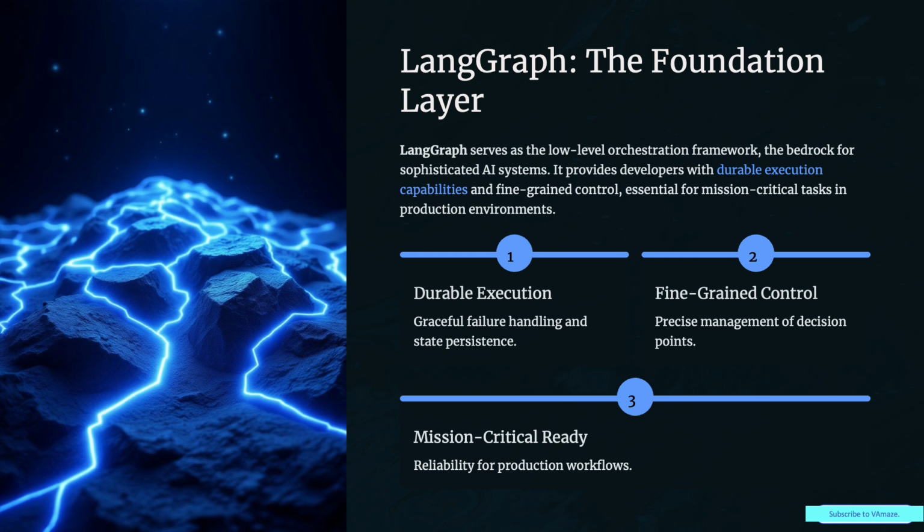When you need your AI agent to handle mission-critical tasks in production environments, when you need guaranteed execution paths and precise control over every decision point, LangGraph gives you the tools to build systems that won't fail when it matters most. The framework's emphasis on durable execution is particularly crucial. In production environments, AI agents can't simply stop working when they encounter unexpected situations. They need to gracefully handle failures, retry operations, maintain state across interruptions, and provide transparent visibility into their decision-making processes.